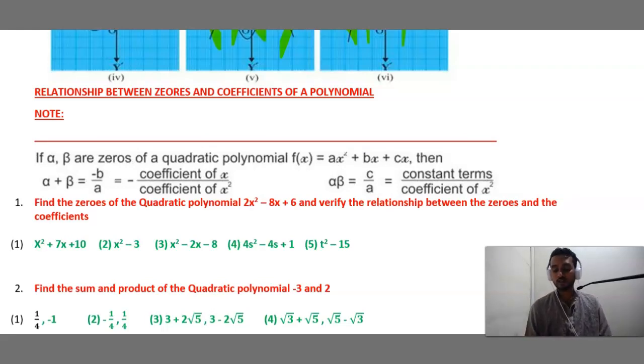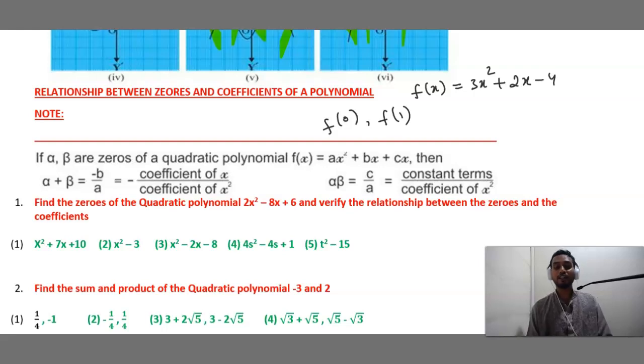Sometimes you may get a question like this for 1 mark. F of x is equal to 3x cube plus, let me say a simple question, 3x square plus 2x minus 4. Okay, this is f of x. They may ask you to find the value of f of 0, f of 1, f of minus 2, like that.